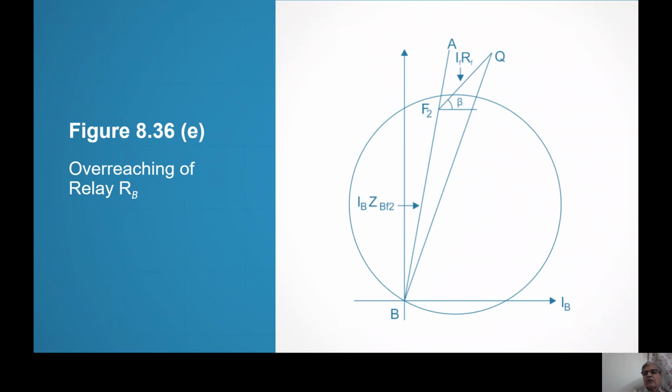It should operate. BF2 means it should operate, but it does not operate. So the impedance measured is more than BF2. So here it is overreaching. It should have operated, but it does not operate. It means underreaching. So there is a mistake.